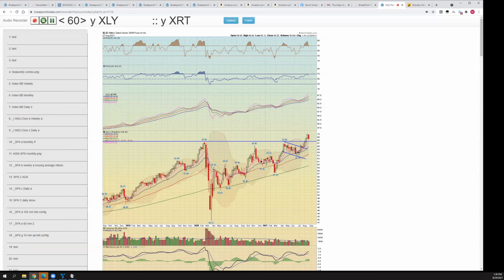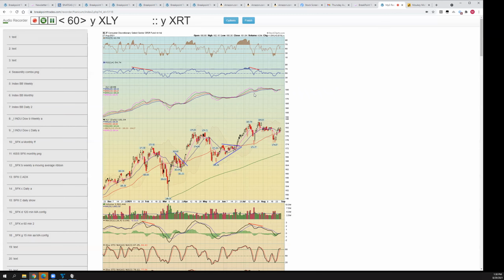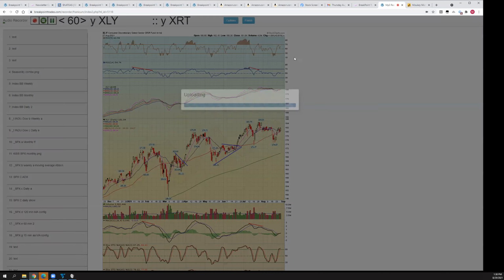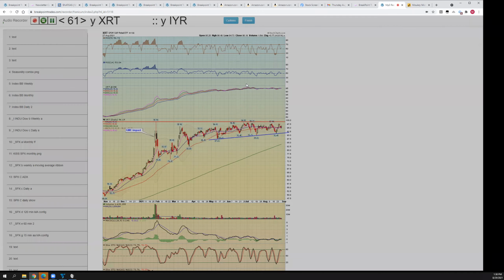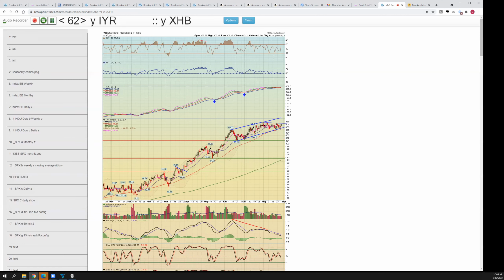Next, chart 60, XLY, consumer discretionary. Not much to say about it. Not as strong as the other sectors. Next, chart 61, retail, more in this sideways range. As you can see, I drew an uptrend line here as a major support. Resistance is here, obviously.